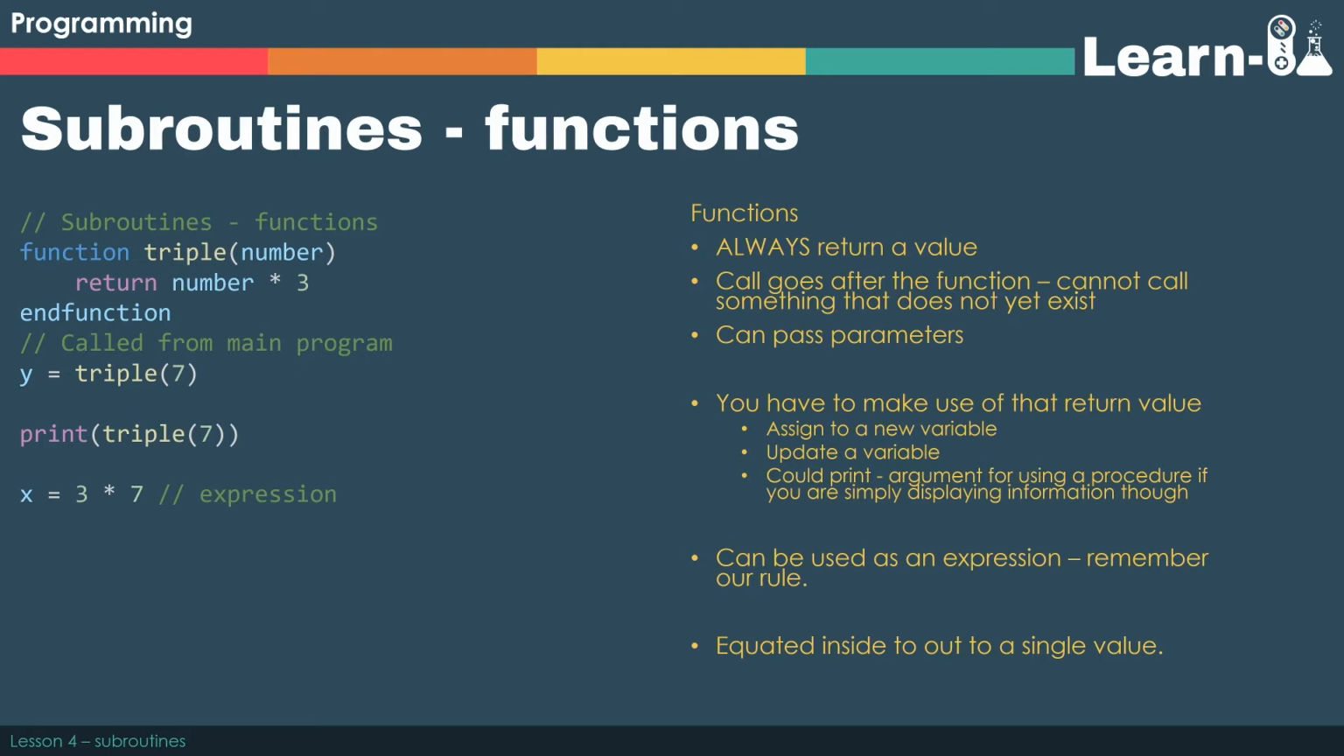We can use functions as expressions. Remember our rule, an expression, for example, x equals 3 times 7, has to be equated before it can be assigned. So we do the 3 times 7 and then assign it to the variable x. We do exactly the same with the function. So we've got triple 7, we equate that first, we work that bit out, and then we assign that to the variable y. We always equate to a single value before we assign.